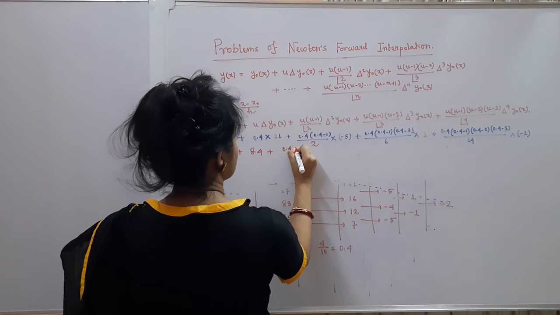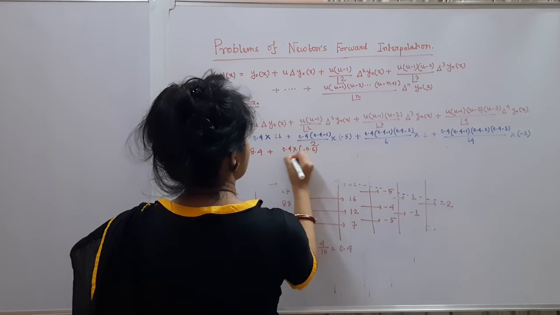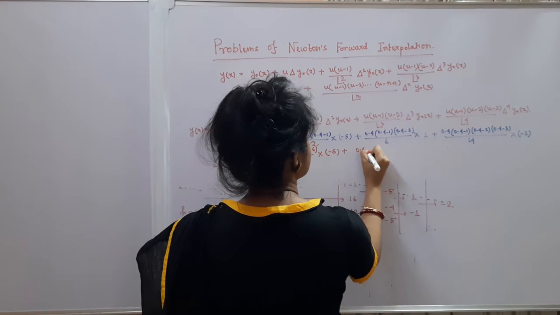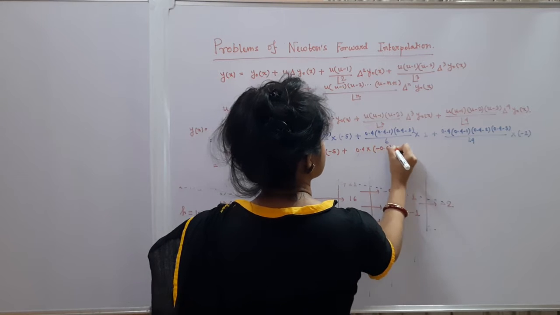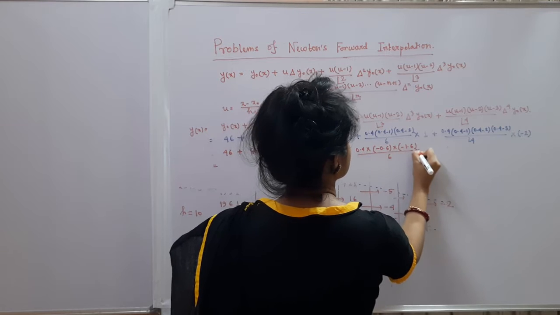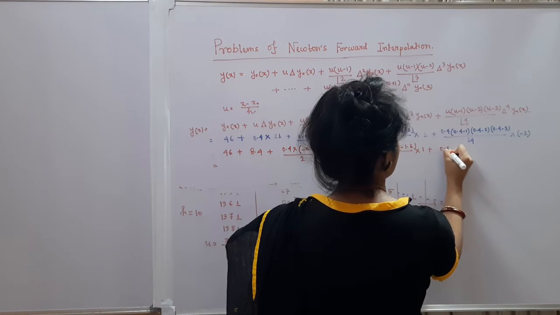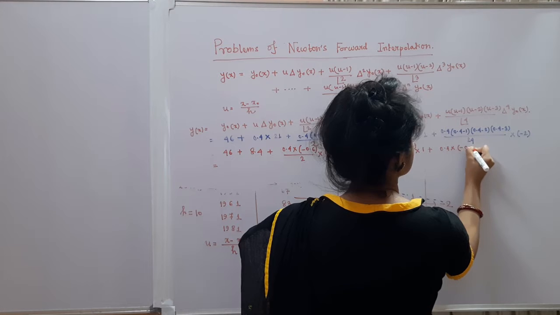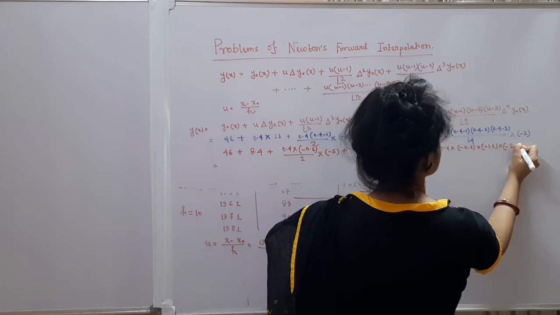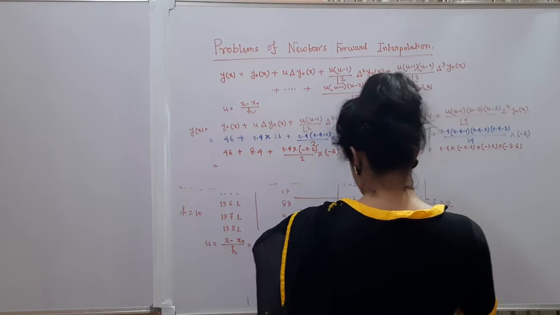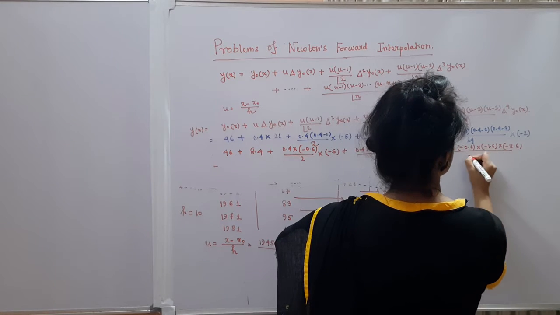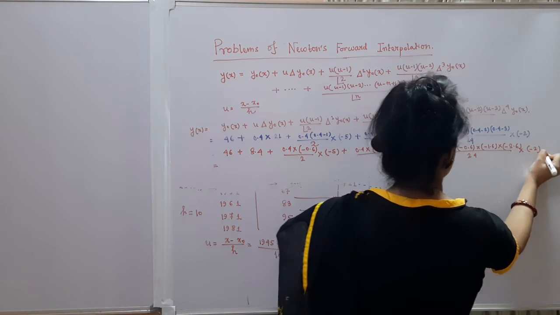This is 0.4 into minus 0.6 by 2 into minus 5. This is 0.4. This is 0.6. This is minus 1.6 by 6 into 1. And this is 0.4. This is minus 0.6. This is minus 1.6. It's minus 2.6 by 24 into minus 2.